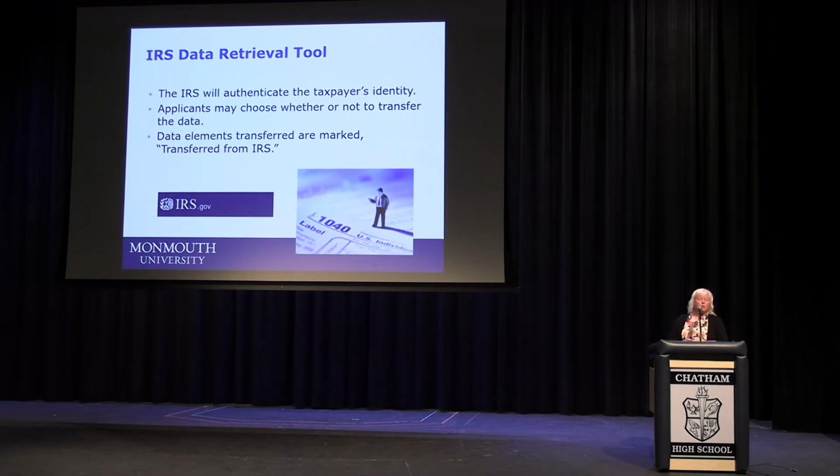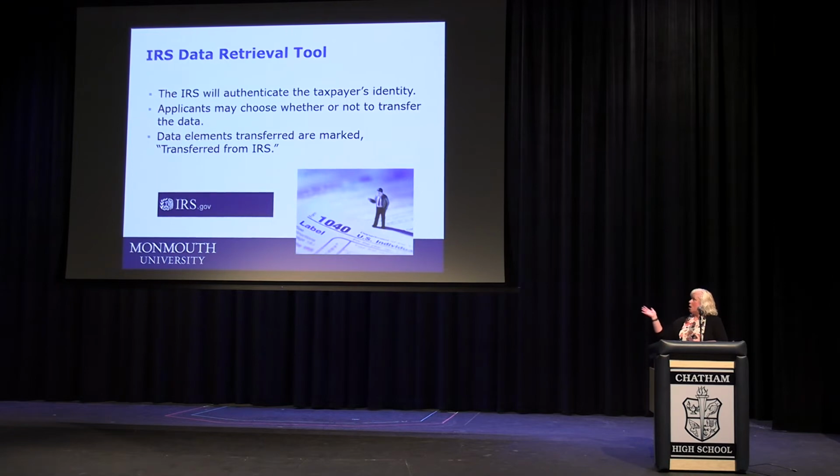When you go into the data retrieval tool, you'll have the option to say yes or no to transfer the data. If you do, it takes like a second for the data to transfer, and the elements that it does transfer will be marked as transferred from IRS. You won't see the actual numbers. Why is that? For security purposes.